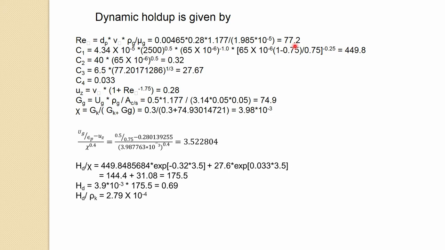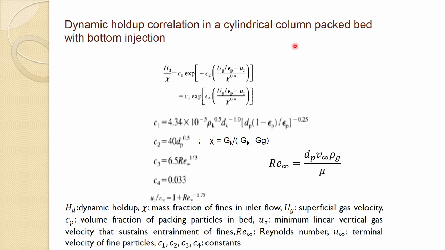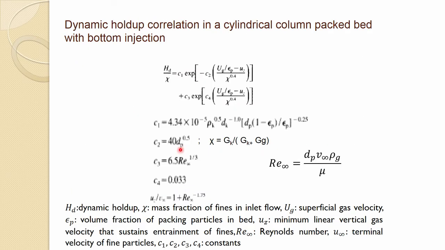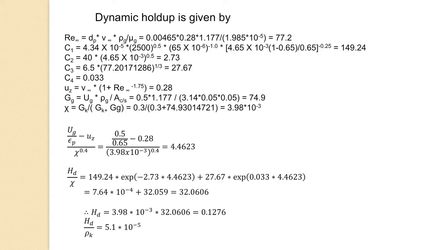So, now we can calculate C1, which again involves the fines density, the diameter of the fines, particle diameter, and void fraction. So, that is how we have put in the fine density, fine diameter, and then the other values. That gives you 449.8. Similarly, we have calculated C2, which involves the particle diameter. I think here it should be the particle diameter which is given, 4.65.